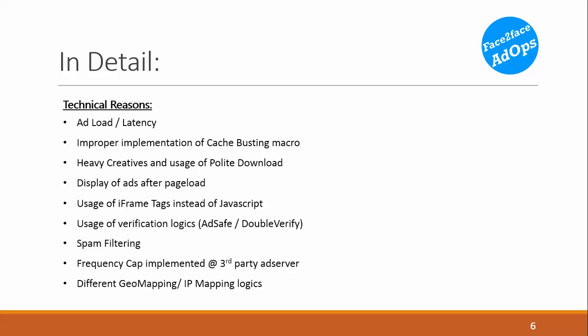Usage of iframe tags instead of JavaScript. JavaScript is the most popular code format used in digital advertisement. Almost all the executions on display banners happen through JavaScript codes, but in some cases some portals might have issues running JavaScript codes. In that case, the campaign manager supplies iframe tags, and iframe tags are not very recommended because they are known to have discrepancies.